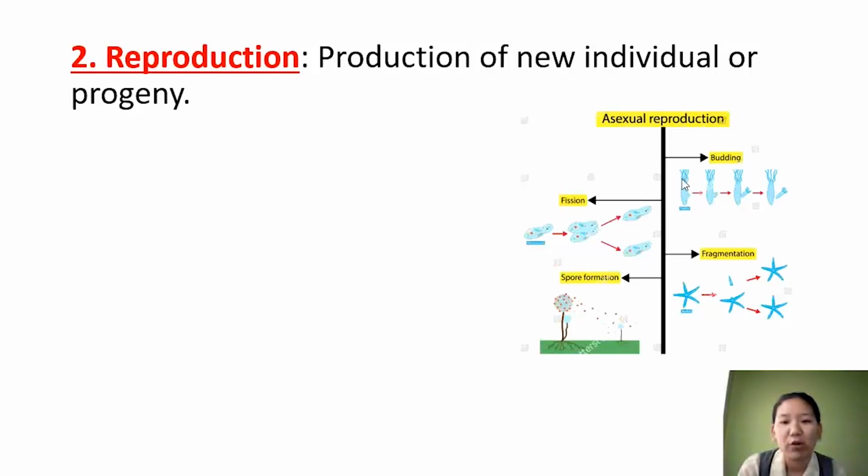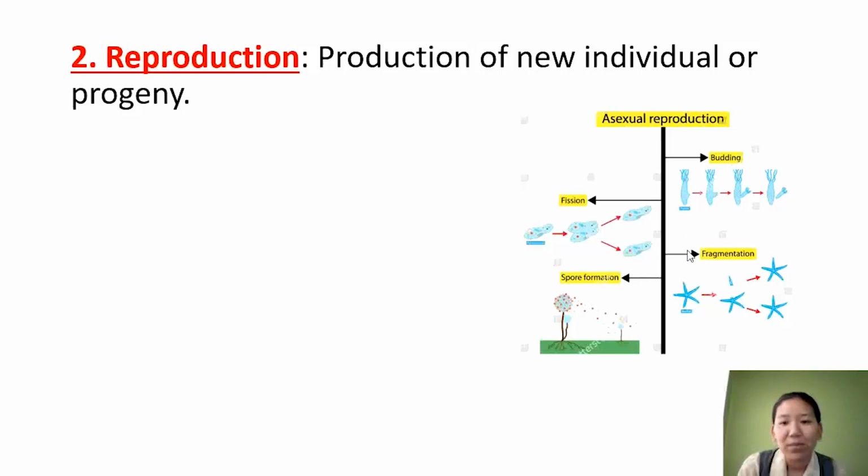Hydra is an aquatic organism. Here there is an outgrowth, and this outgrowth grows in size, and later on it detaches from the parent body and grows as an individual organism, thereby increasing the number. So here the mode of reproduction you see is budding.